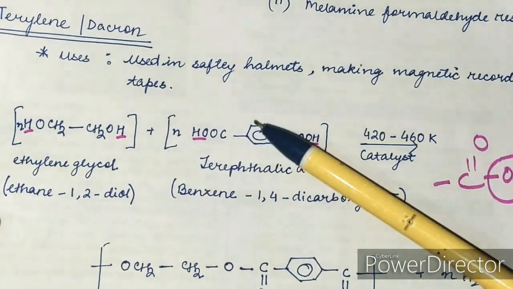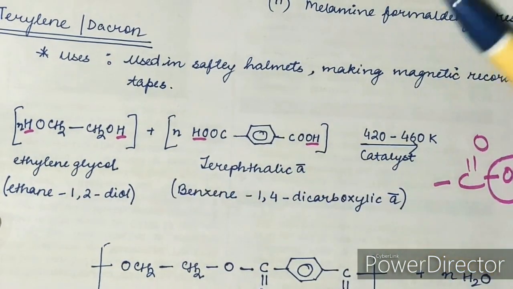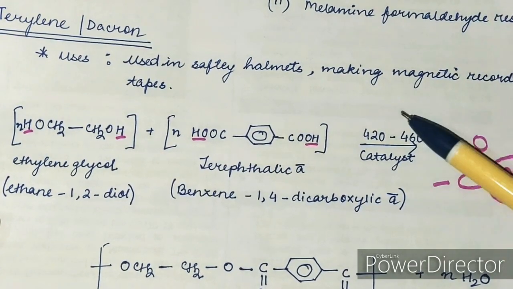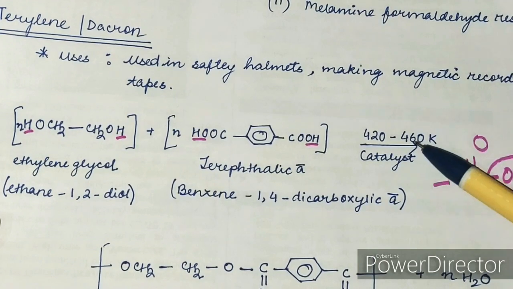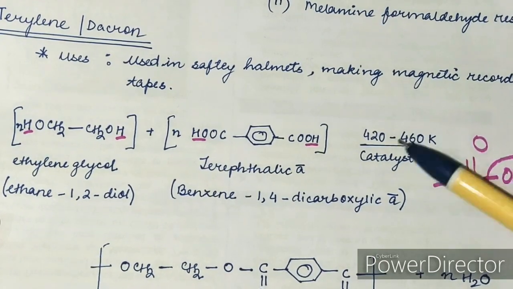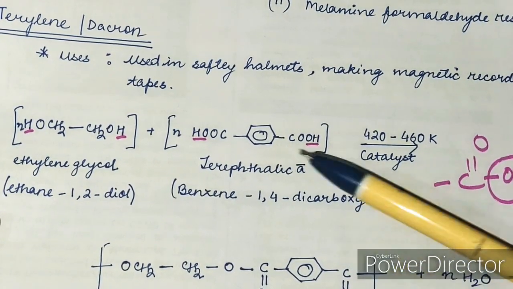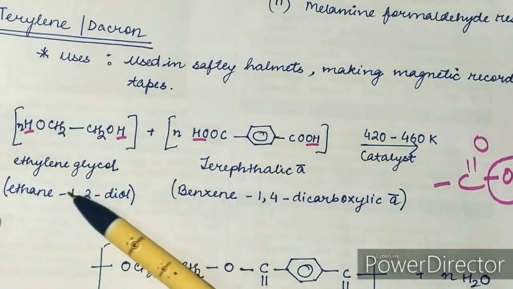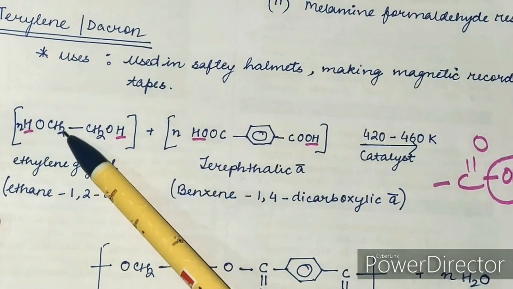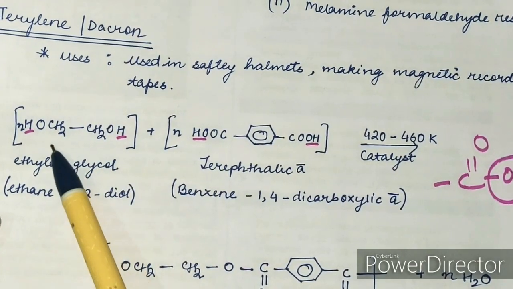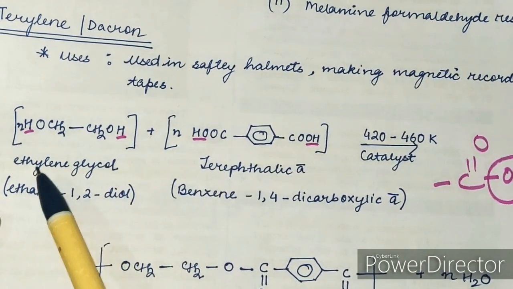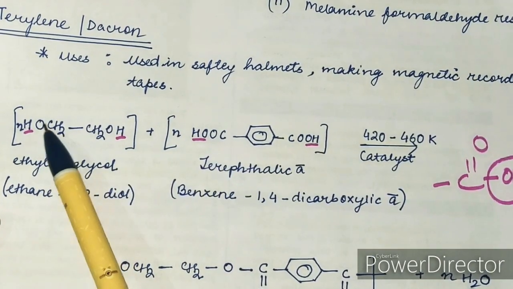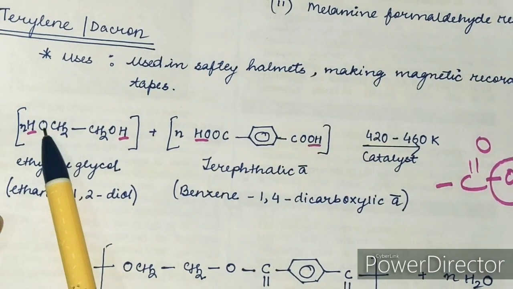Both these monomer units are mixed together and heated with a catalyst at a temperature of 420 to 460 Kelvin, and you will get the terylene or the dacron compound. Here, first of all, let us understand ethylene glycol. Ethylene is there, and whenever you get ethylene glycol, just add 2 OH groups on either side of the carbon chain, 1, 2.